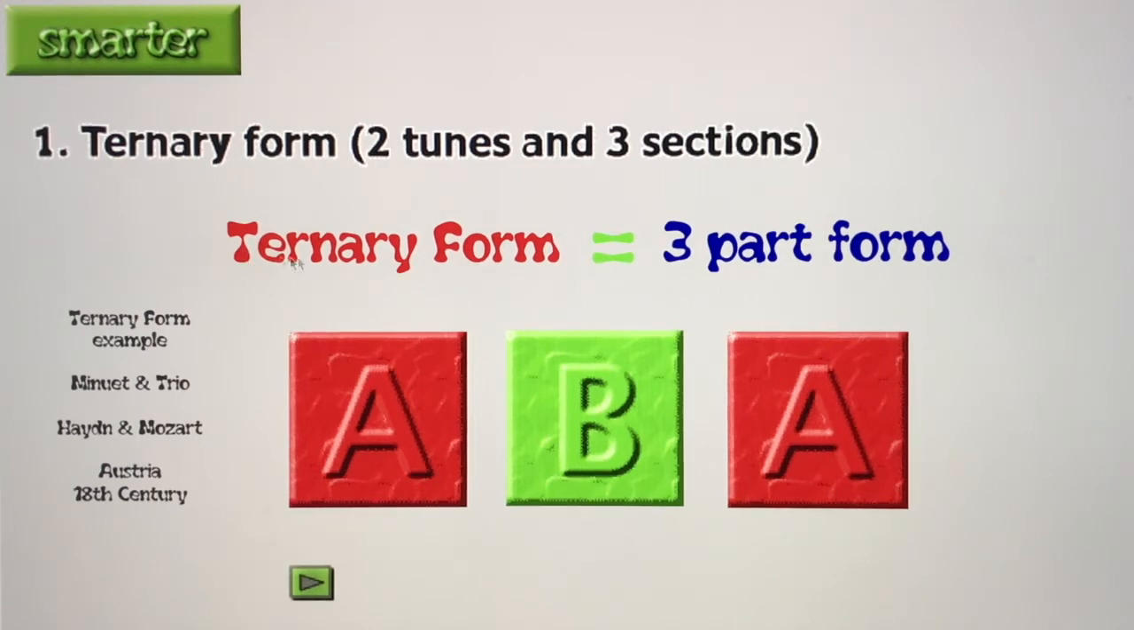So ternary form, 3-part form. An example would be the minuet and trio form. That was the dance. It was very popular for people to dance to in the 1700s. 2 composers who wrote minuet and trios and used the minuet and trio form in their work were Haydn, Joseph Haydn, and Mozart, Wolfgang Amadeus Mozart. They both lived and worked in Austria in the 18th century.